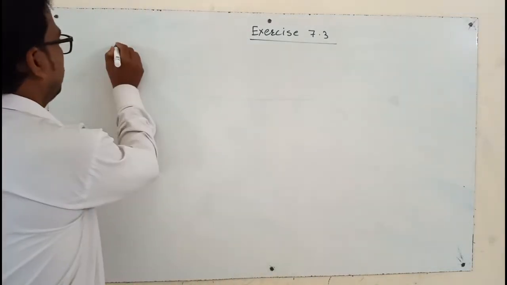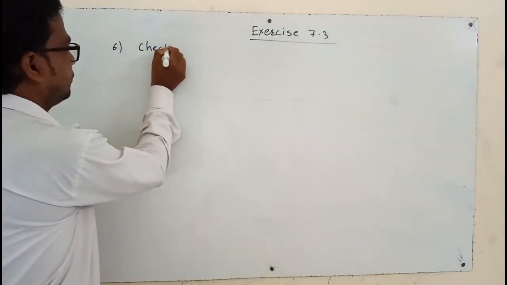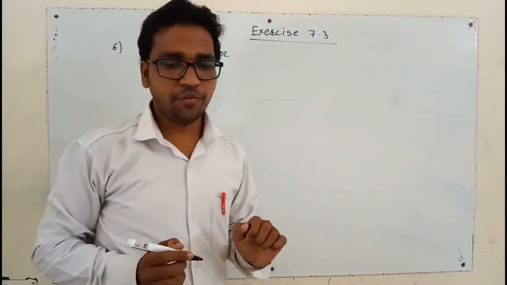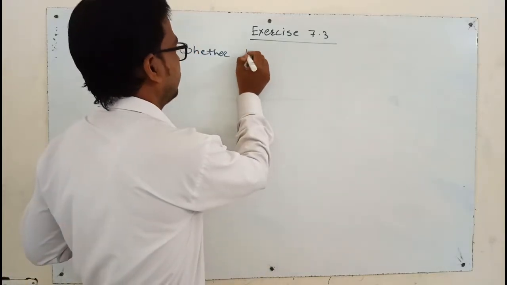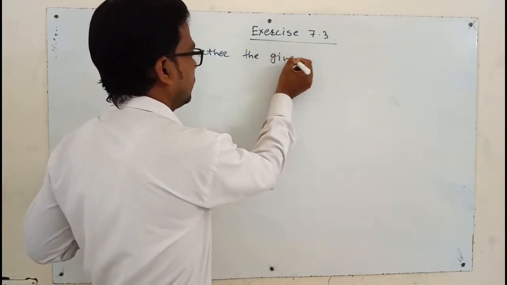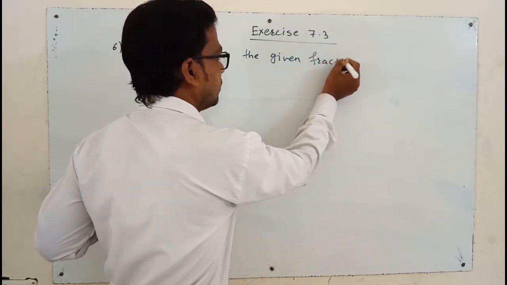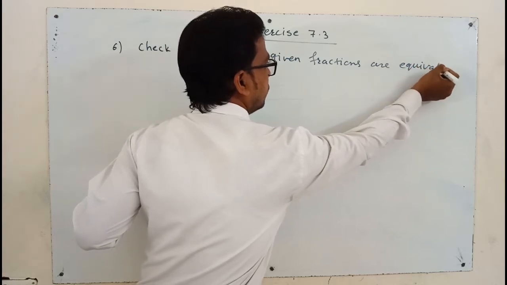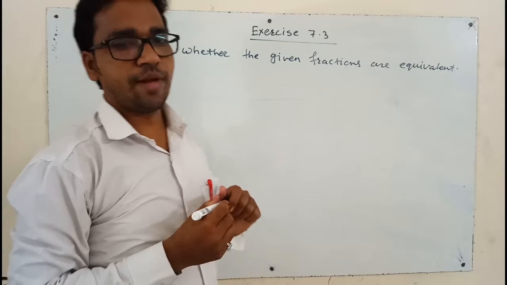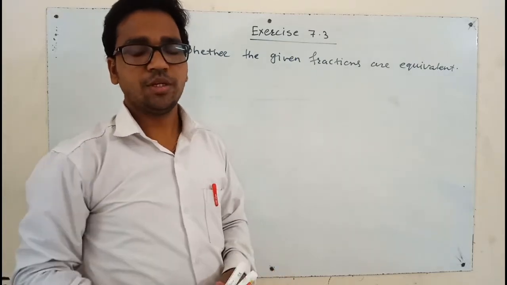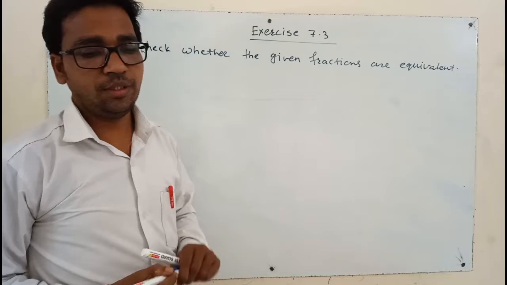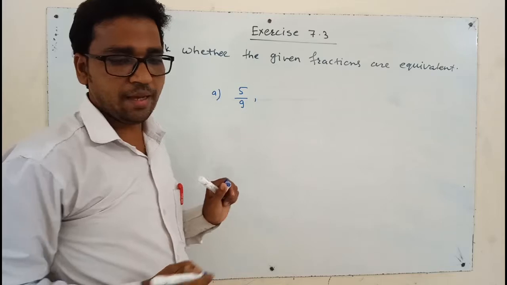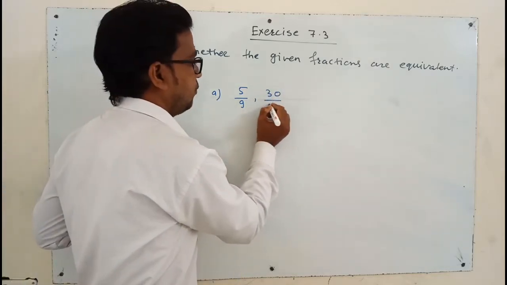Question number 6 is check whether the given fractions are equivalent. So how do we find out whether the given fractions are equivalent or not? What is meant by equivalent? Here in A, we have 5 by 9 and 30 by 54.